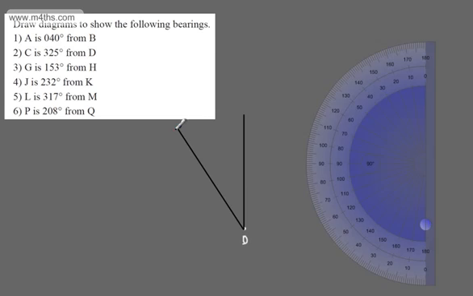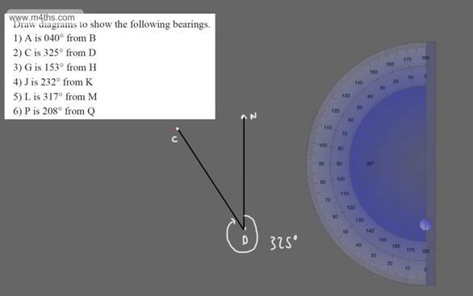So that is going to be the point, and we can label this up. This here is going to be C. So this is C, this is the north line, and we must show that the bearing now of C from D is this right here. It's not the inside, and that is going to be 325 degrees.